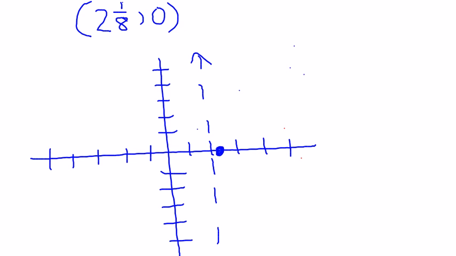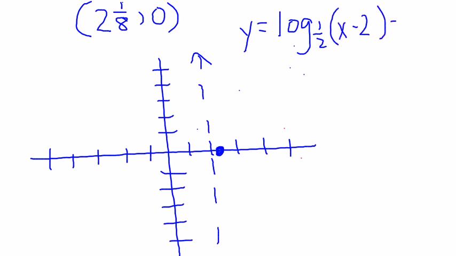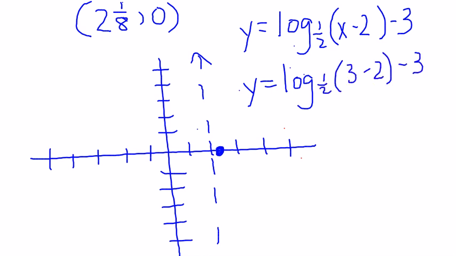So now we need another point. So my equation is y equals log base 1/2 of x minus 2 minus 3. Okay, well, if I want to make a table, if I want to figure out another value, I want something where I'm not going to have to do too much work. Well, I kind of remember this property that log of 1, no matter what the base is, is 0. So if I make x equal 3, I get y equals log base 1/2 of 3 minus 2 minus 3.